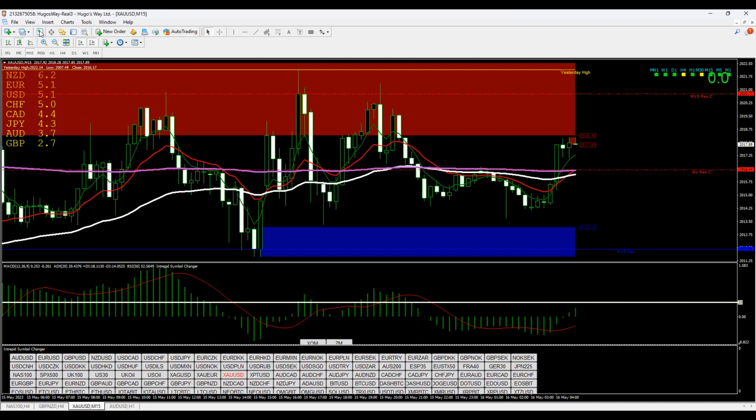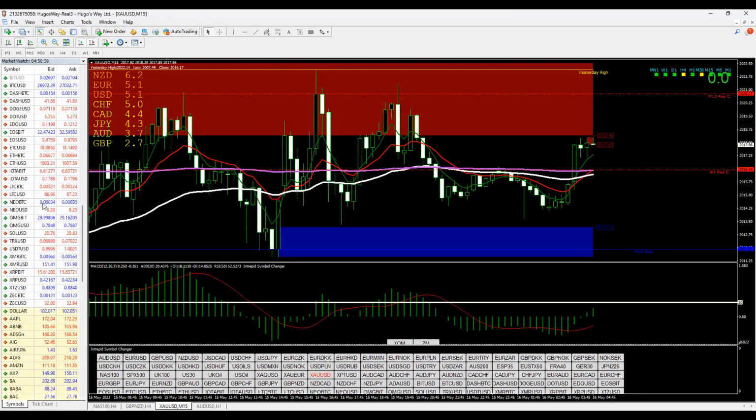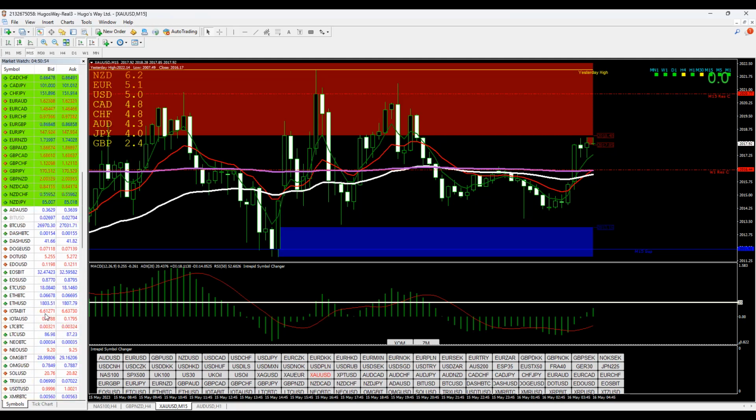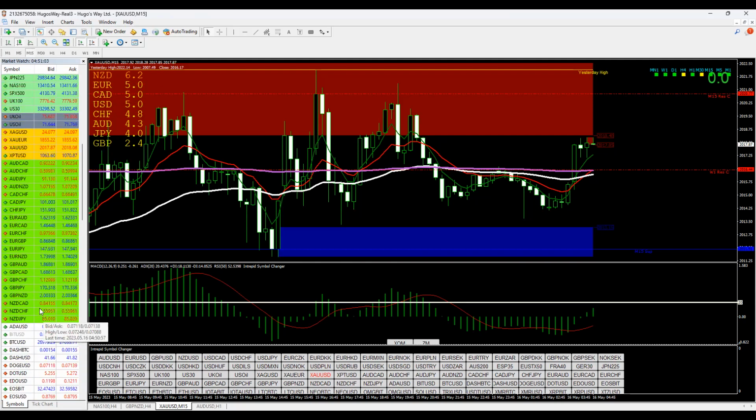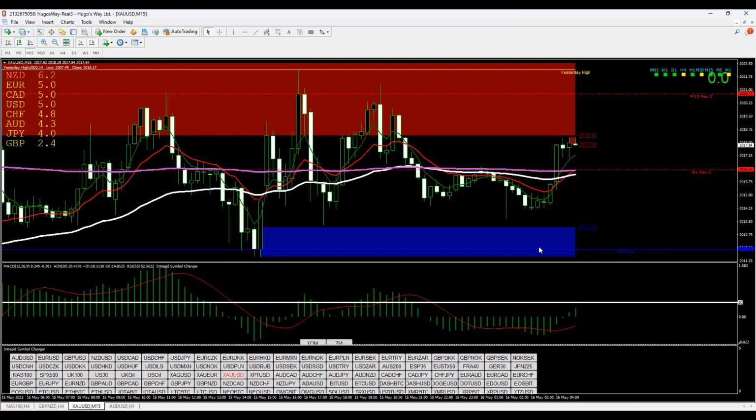Let's take a look at the dollar. I think this is the highest the dollar has been in maybe 10 days. So take a look at US oil.